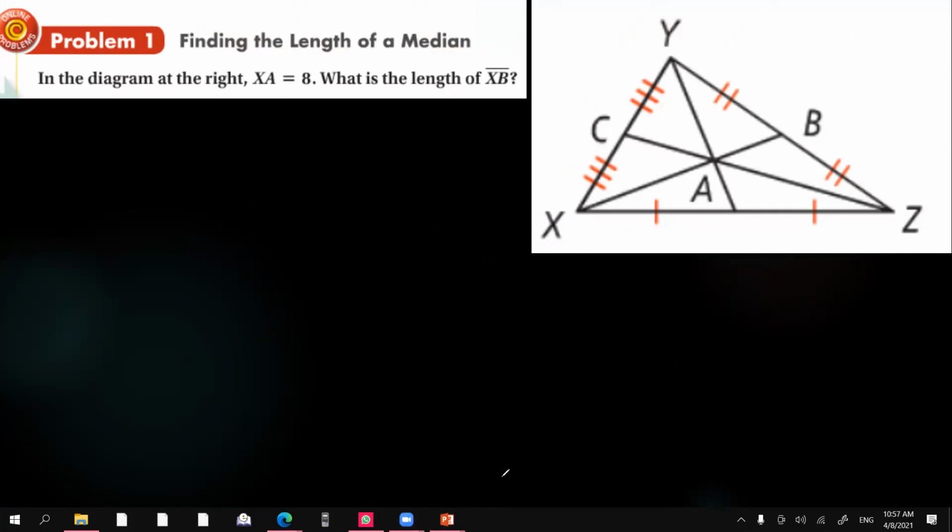Median, it starts from the midpoint up to the vertex. So it cuts the line into 2 equal halves. And it cuts the angle into 2 equal halves. But the angle doesn't matter to me. What matters to me is that this side is equal to this side, since it's starting from the midpoint, ending with the vertex. So it bisects the opposite side. Okay?